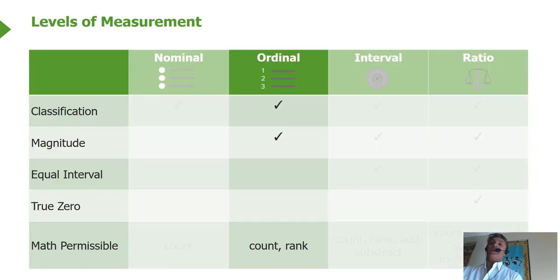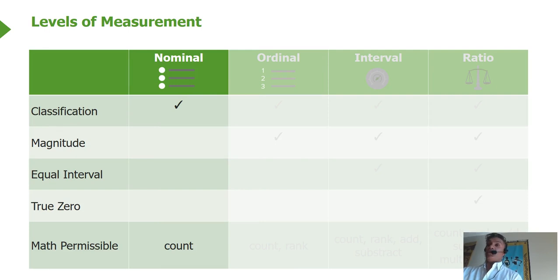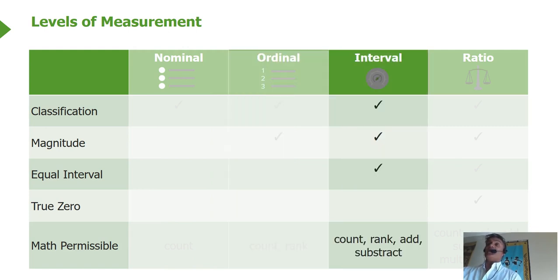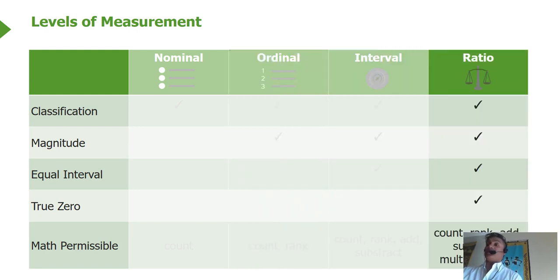And these are the kinds of math we can perform. Nominal, all we can do is count. With ordinal, we can know the sizes of things. With interval, we can count and rank and add and subtract. With ratio, we can do everything.